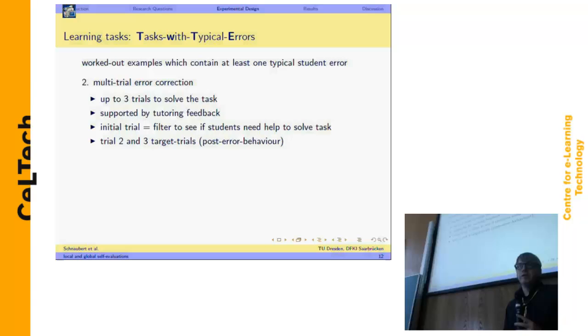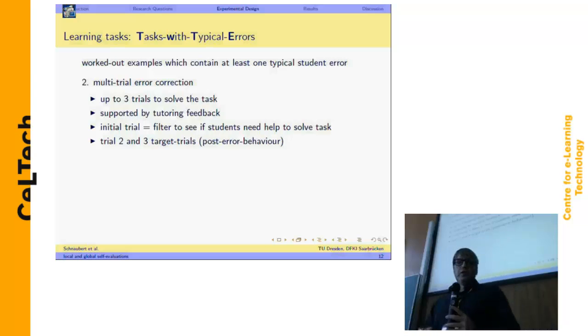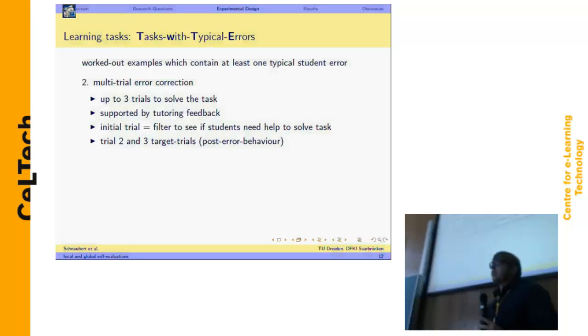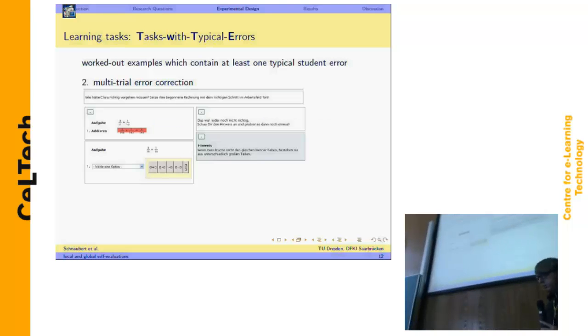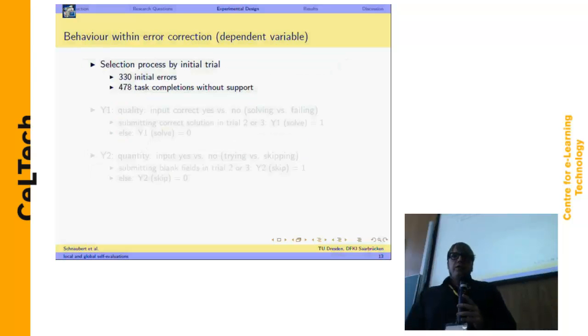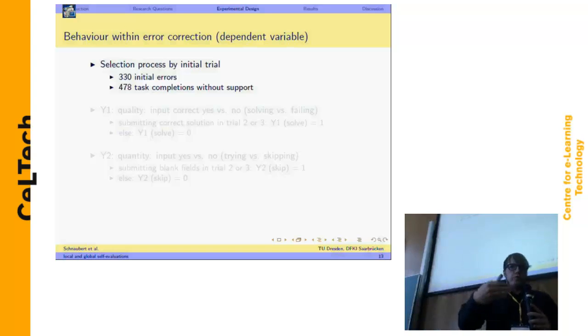This initial trial helps us to find which students actually need help within these tasks. So we are focusing on trials 2 and 3. That's our post-error behavior. This is one of the states of an exercise after an initial error. Here they tried to correct something. It was wrong. They got this hint, and then they can try again. This selection process, by looking at only post-error behavior, slightly modified our N. So we only have 330 tasks which contain an initial error.